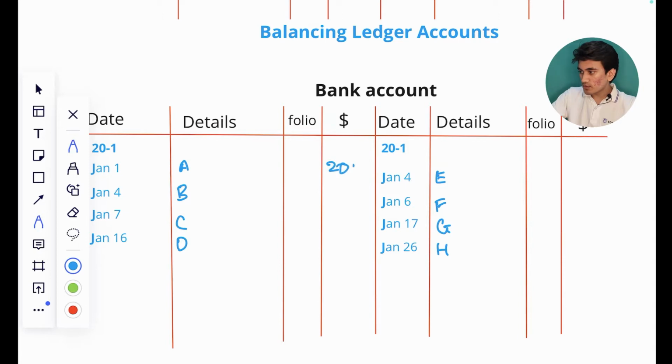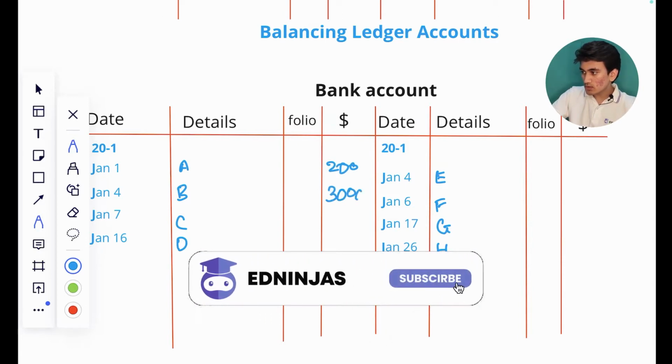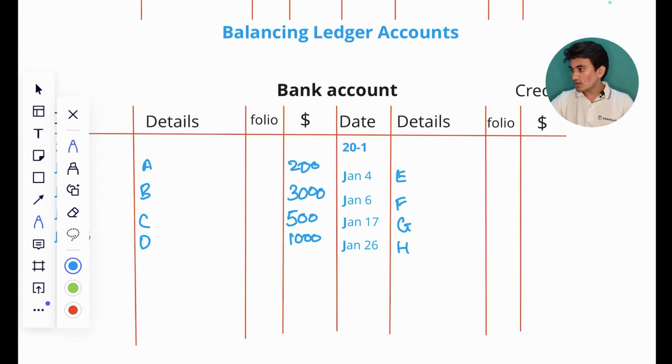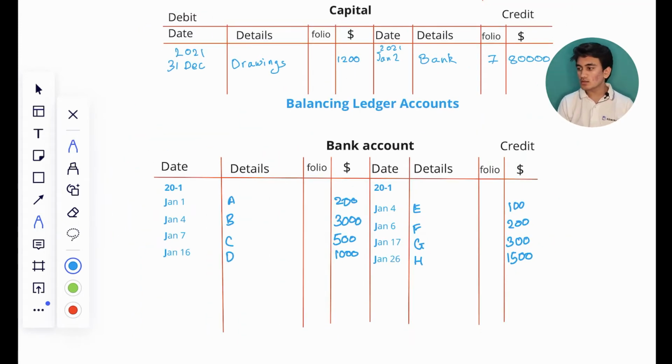And let's put a few random numbers: 200, 3000, 500 and 1000. Similarly on the credit side, I'll put a few numbers: 100, 200, 300 and 1500. So there has been a transaction of 200, 3000, 500 and 1000 on different dates on the debit side, and similarly there's been credit entries of 100, 200, 300 and 1500 on several different dates on the credit side.